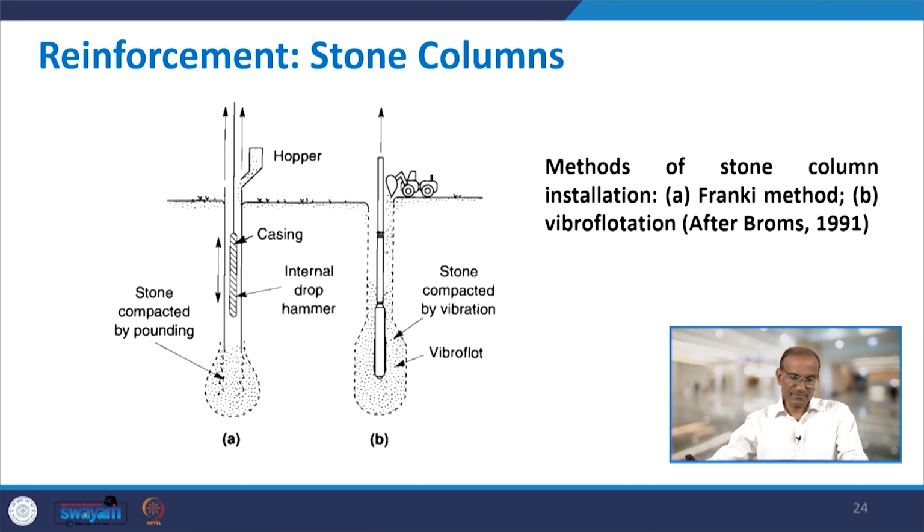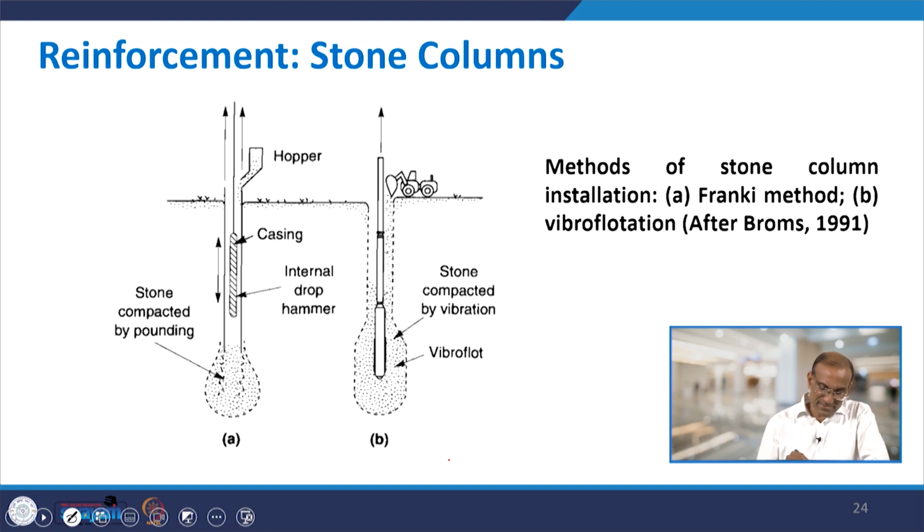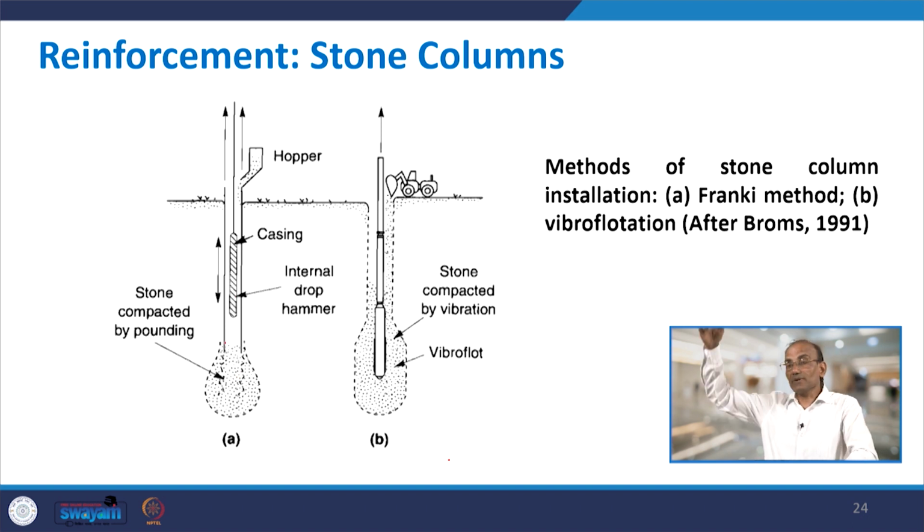So, this is shown here. Methods of stone column installation, 2 methods are here. One is the Franke method, another is vibroflotation. In the case of the Franke method, you have a casing, and in this casing you put gravels using this hopper. Gravels are coming here, and this is the internal drop hammer. Using the drop hammer, whatever gravels you insert, it is pushed down and compacted.